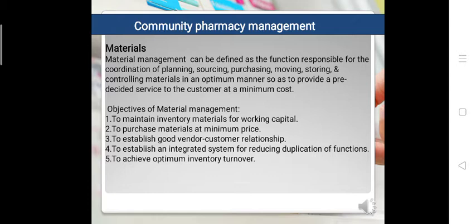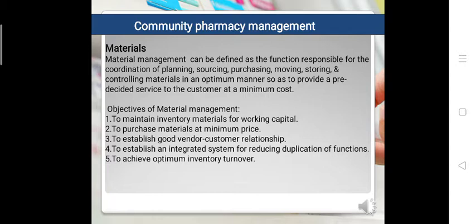So to maintain inventory material for maintaining the working capital, जो भी working assets आपने रखे हैं उसकी rotations हों. Then to purchase the material at minimum prices that we have discussed. To establish a good vendor-customer relationship. This is a very important one. Okay, you need to maintain a good relationship, then you have to keep various stocks of the material. Okay, then to establish an integrated system for reducing the duplication of the function.